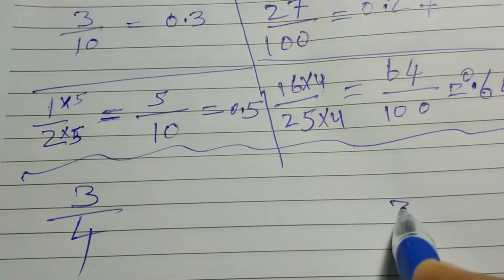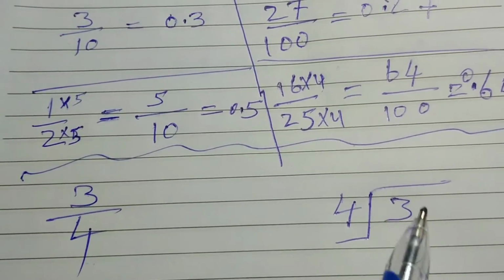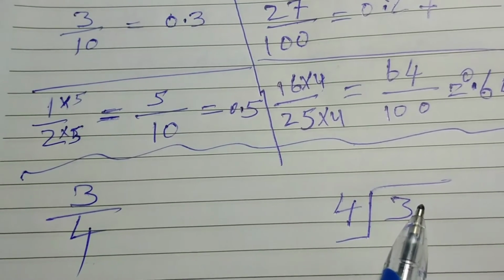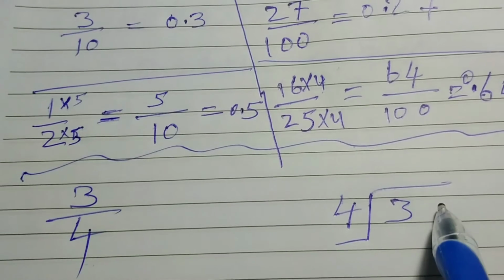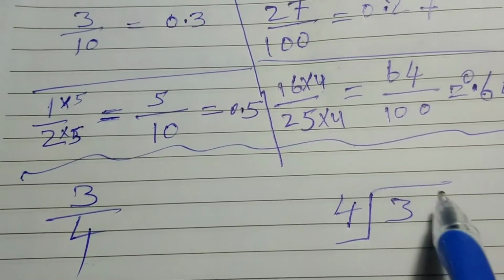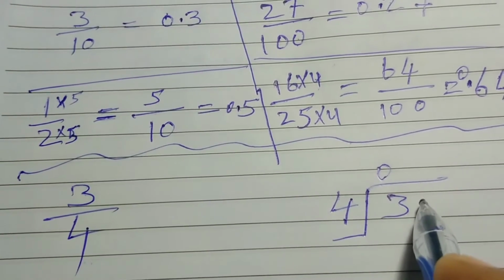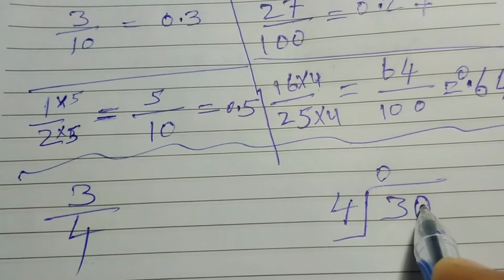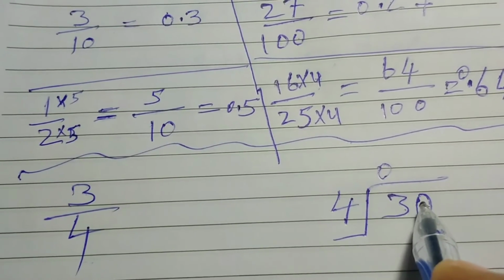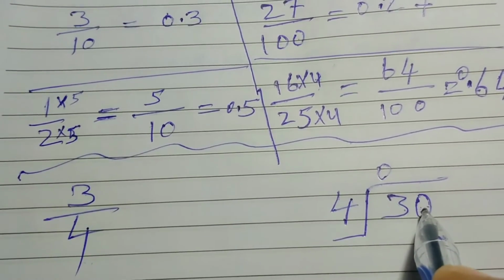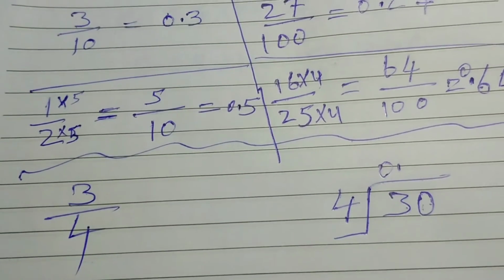So we will put 3 inside, divided by 4. Look now, my dear, the number 3 is less than 4. If 3 is less than 4, we will join with the next number. The next number we don't have, so we will put here 0, and here 0 again. Why? Because this 3 is less than 4, we will make it big. So by putting 0 here, because of this 0, I will put here the point.